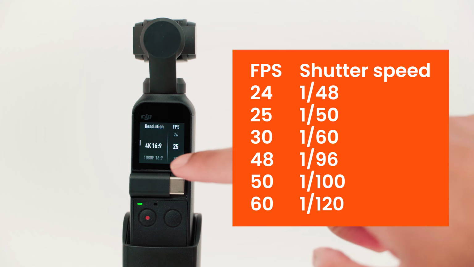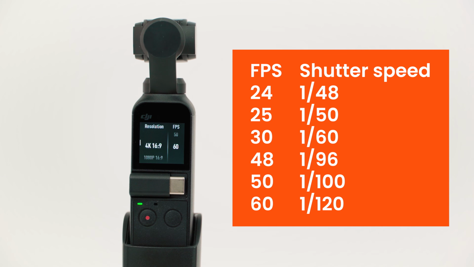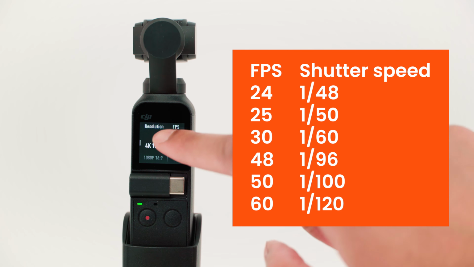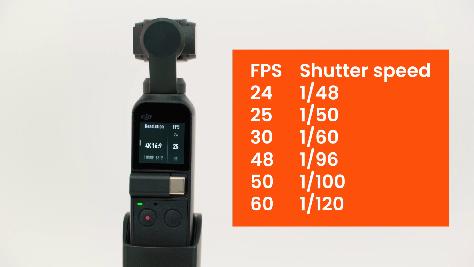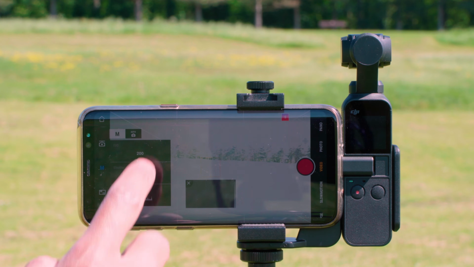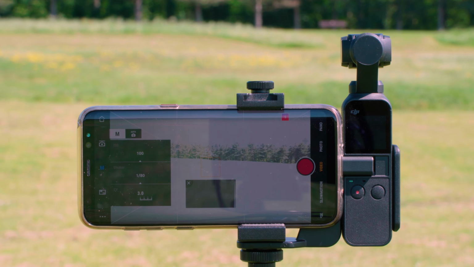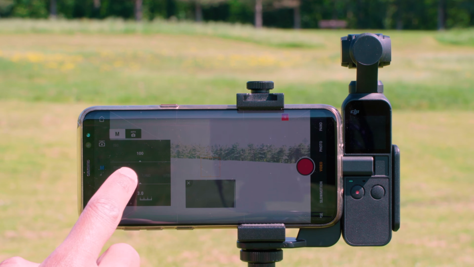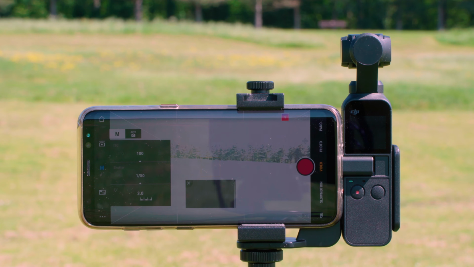So on the Osmo Pocket, I currently have the video resolution set to 4K, and these frame rates are available. To achieve the right amount of motion blur for these frame rates, these are the shutter speeds you should be using. Anything below these values will make your video too blurry. Now when you are outside in bright sunlight, set your ISO to 100 and set your shutter speed based on the frame rate you picked. I am using a frame rate of 25, so my shutter speed should be set to 50.